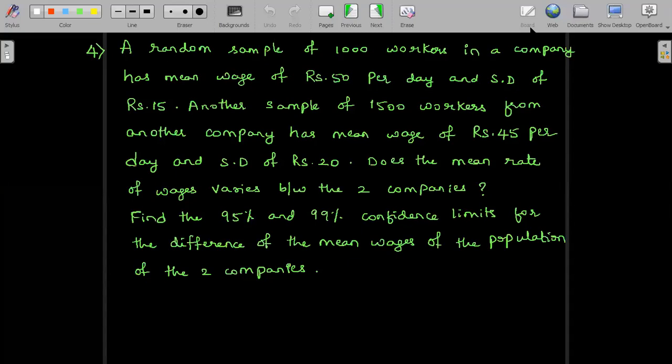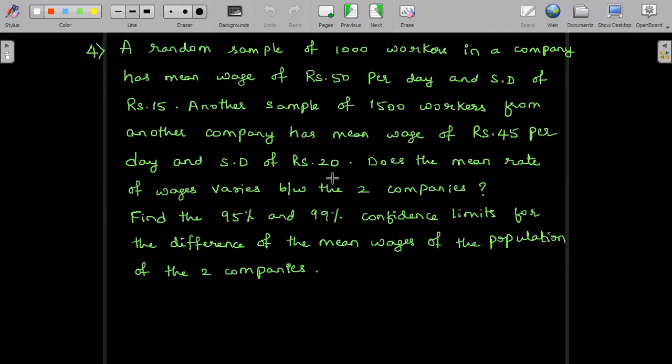Now we will discuss one last problem on this kind of Z-test. A random sample of 1,000 workers in a company has a mean wage of rupees 50 per day and standard deviation of rupees 15. Another sample of 1,500 workers from another company has a mean wage of rupees 45 per day and standard deviation of rupees 20.